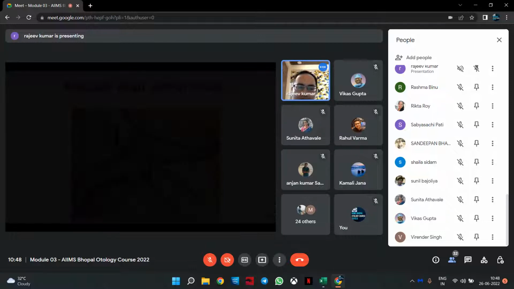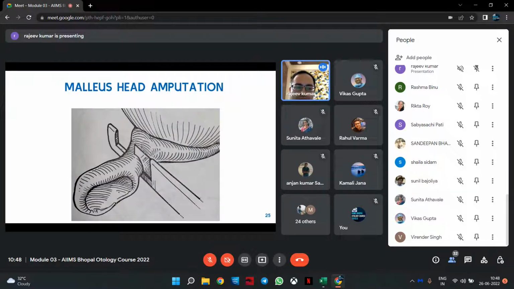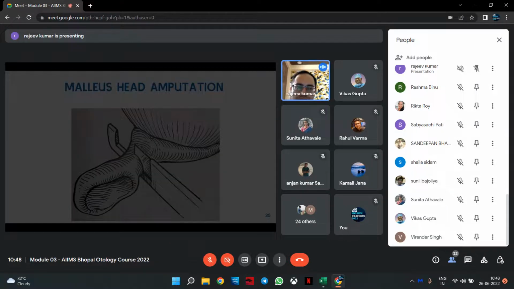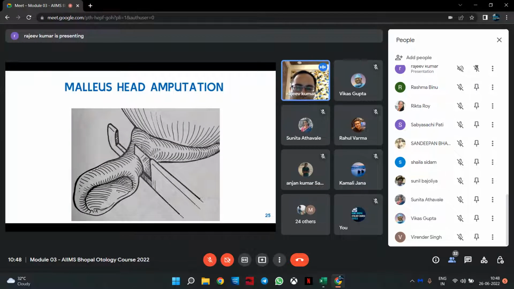Now going forward, you have to amputate the head of the malleus. When you amputate this head of malleus, you will open up into the anterior epitympanum. So the anterior epitympanum will be seen after this. When you cut this head of malleus, your anterior epitympanum will be accessible.